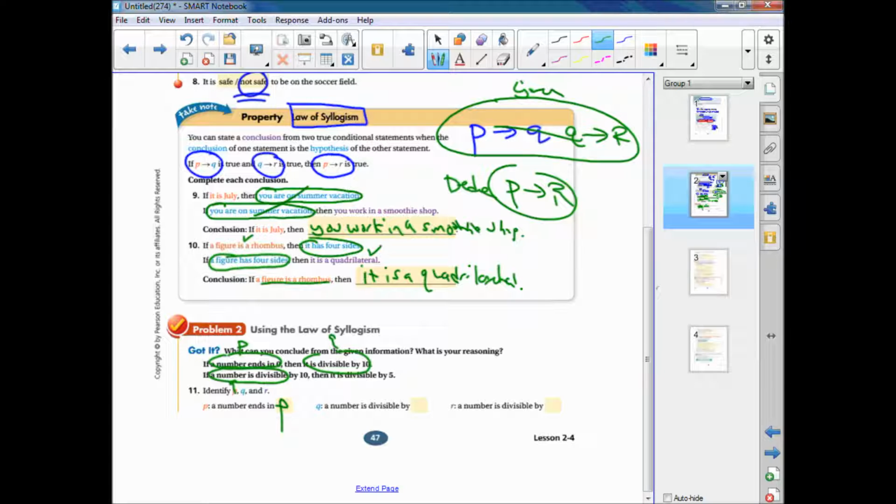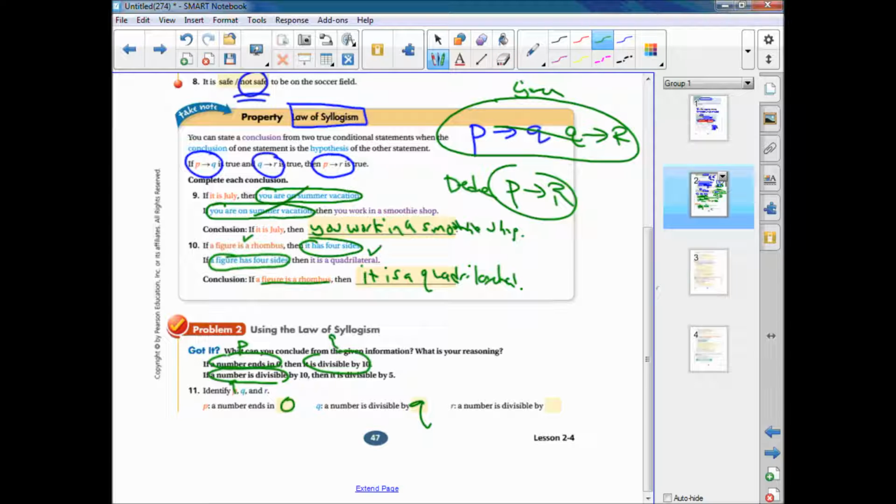Okay. All right, so a number is divisible by 10 is going to be my Q. We already said that. And then the conclusion of that second statement is our R. A number is divisible by 5. Oh, we were supposed to fill that in. So P is a number ends in 0.